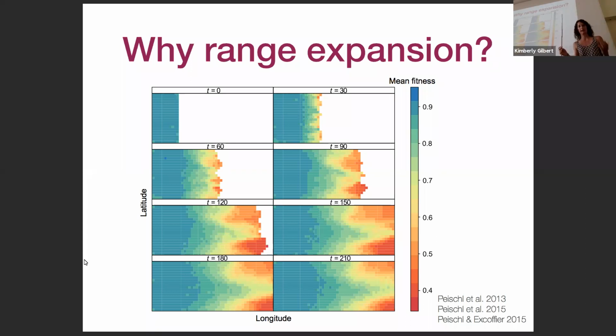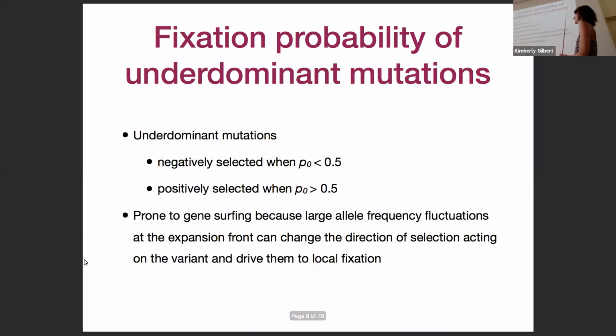Okay, so that's why we thought range expansions could be of interest for this topic, because if you're an underdominant mutation, you're going to be negatively selected against when your initial frequency is small. But as soon as you get over a frequency of 1/2, you'll be positively selected for because you're pushed to either homozygote state. So in this case, if we have gene surfing at a range front, we have much more genetic drift. So you should be having underdominant mutations very much prone to this process, as the direction of selection could change and lead to local fixation at a range edge. Okay, so yeah, please interrupt if anything is unclear or if I go too fast.